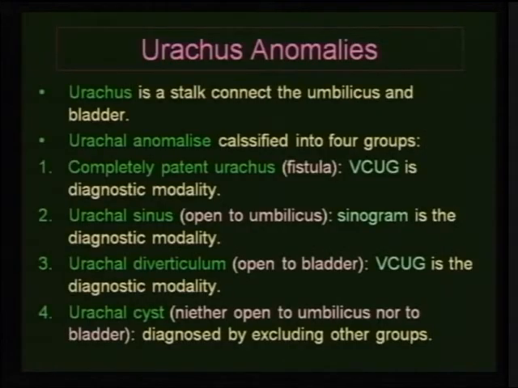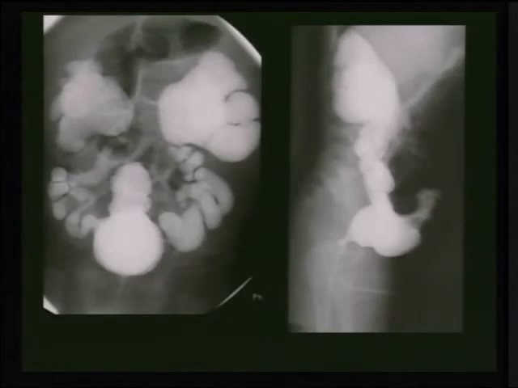Urachus is the connection of the bladder to the umbilicus in utero, usually closed by birth. What is the anomaly we expect from it? If it continues open from the bladder to the umbilicus, this is a fistula, urachal fistula. If it is open to the umbilicus only, this is a sinus, urachal sinus. If it is open to the bladder only, that will be urachal diverticulum. But if it is only a cyst, not open to the bladder or to the umbilicus, this is urachal cyst.